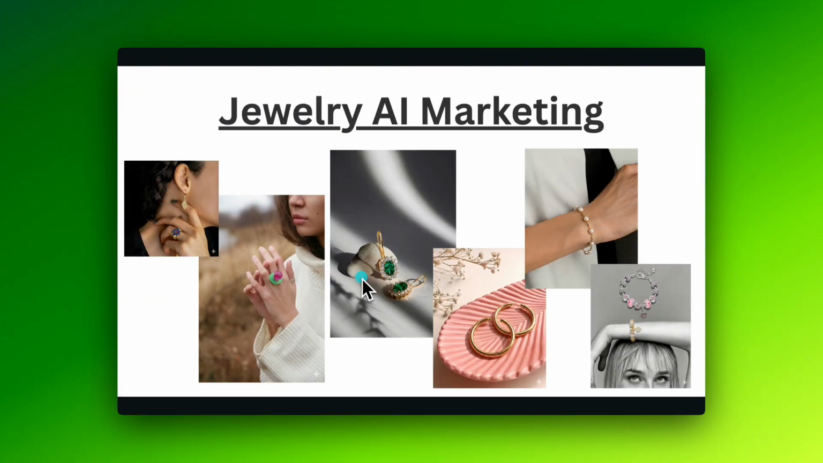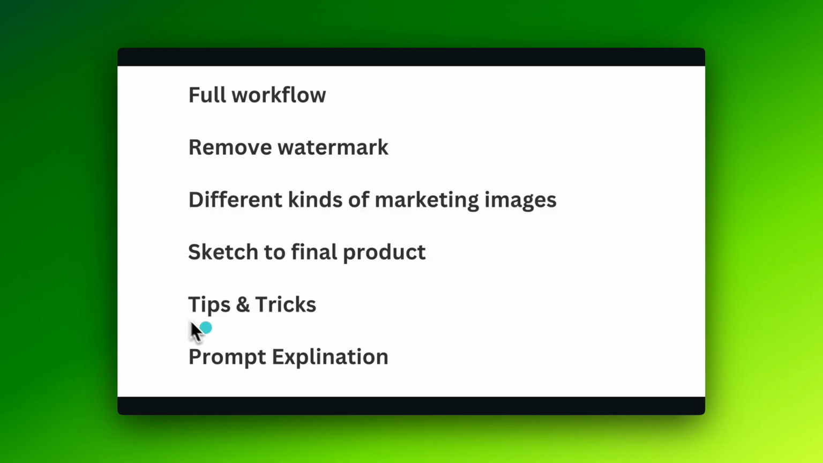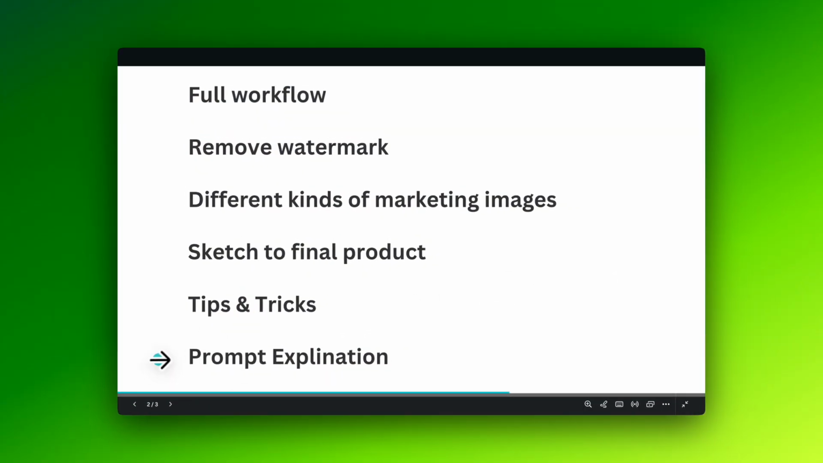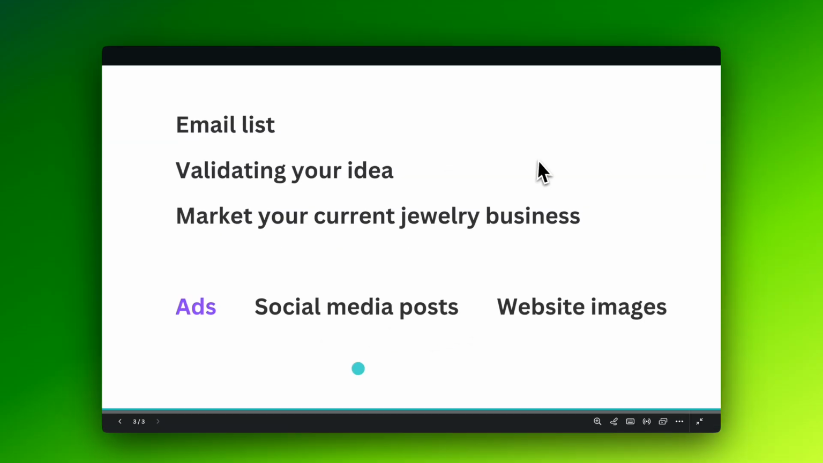Sketch to final product. If you look at this ring here, I made this ring fully from sketch and put it on a model as well. Tips and tricks, and I'll also explain the prompts and how to change them for your specific usage. For example, for necklaces, earrings, rings, etc.